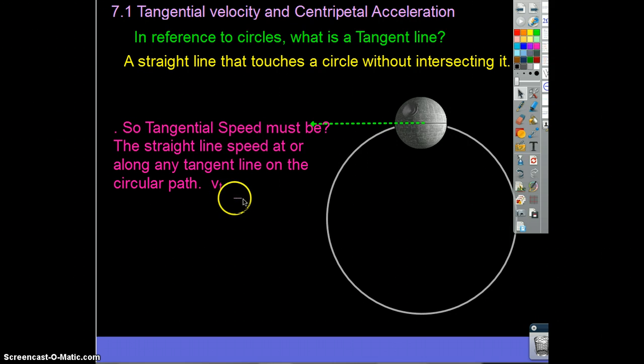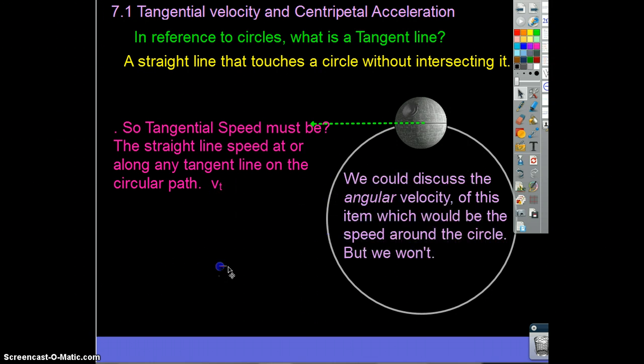Now, there's another kind of velocity we can also discuss. We could discuss angular velocity. Angular velocity would be the speed around the circle, but aside from the very next slide, we're really not going to talk about angular velocity other than just what it is. We will not calculate it. If you see it in a book, it will be listed as a little w, that is a Greek letter omega, but we will not be calculating that angular velocity in any way.